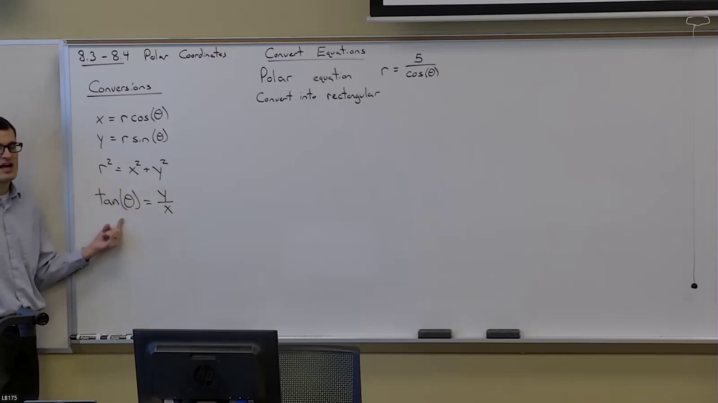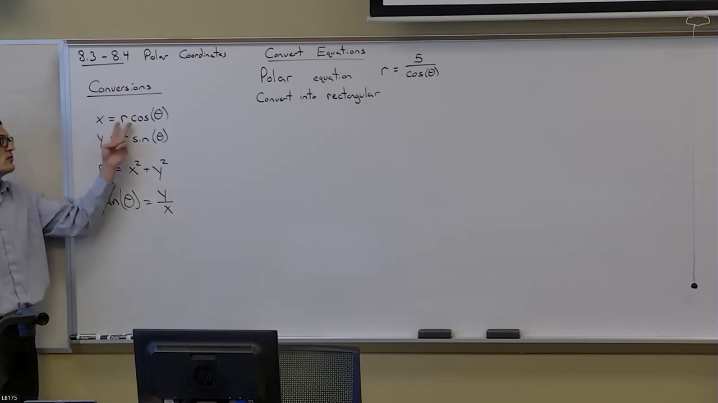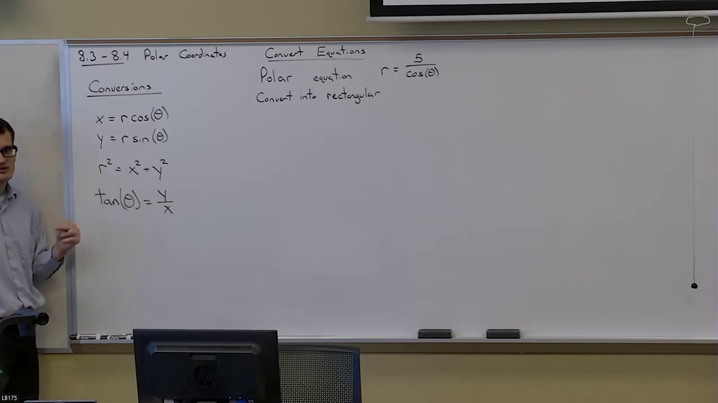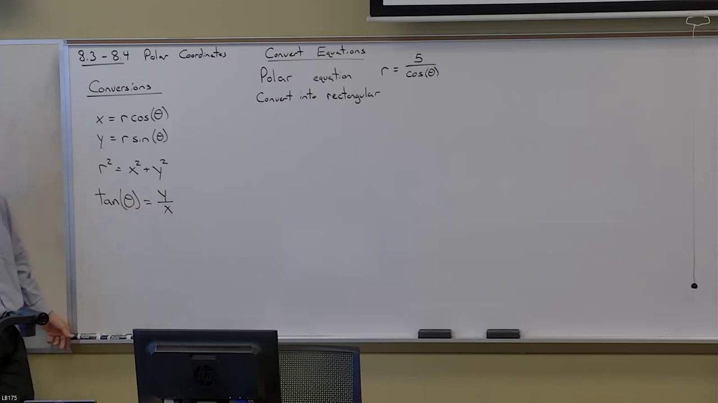Okay. I'd actually rather replace r cosine theta with an x. I'd rather have an r sine theta and be able to replace that with a y. And I'd rather have x squared plus y squared and be able to replace that with an r squared. Or y over x and replace it with a tangent. But these two in particular are nicer to deal with.